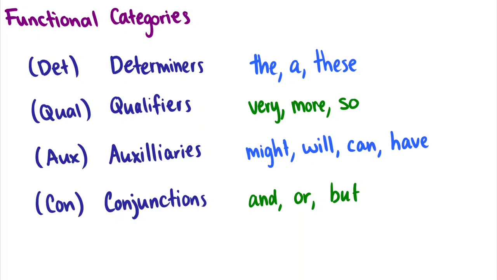Finally, conjunctions, these join two sentences together, essentially. So, I went to the store and I went to the park. I love coffee, but I don't drink it often. Something like that.